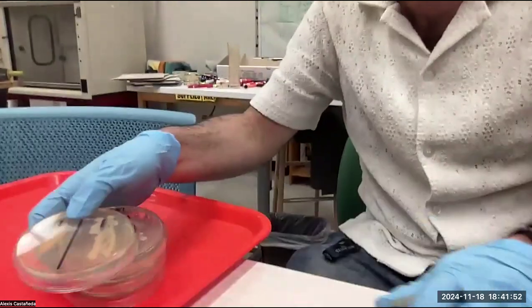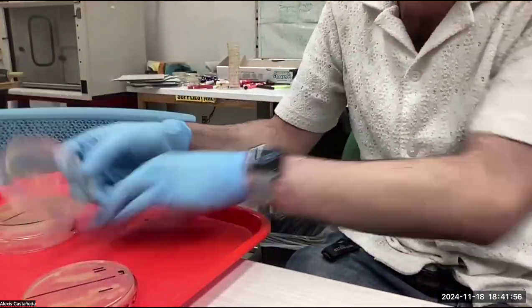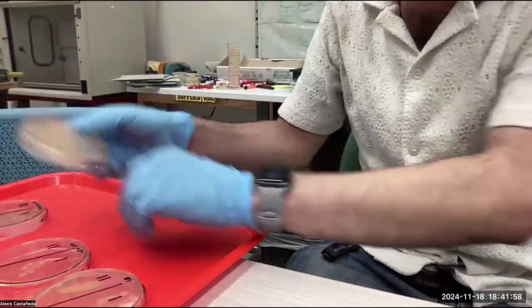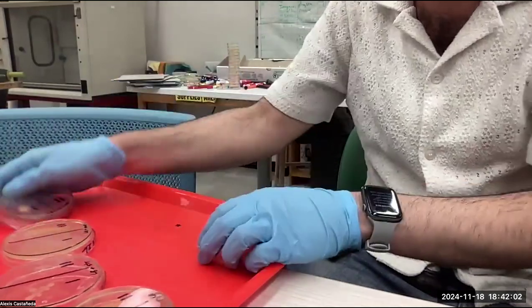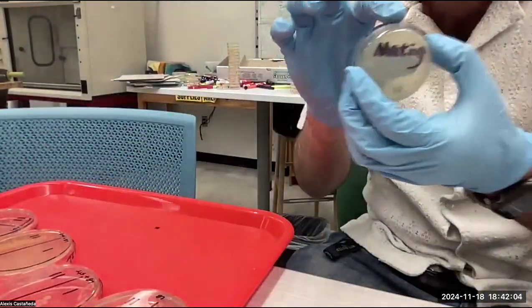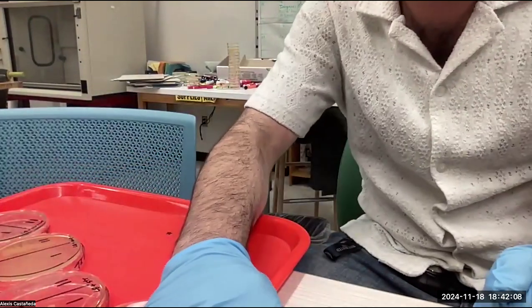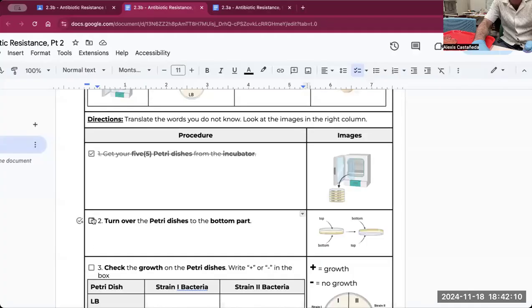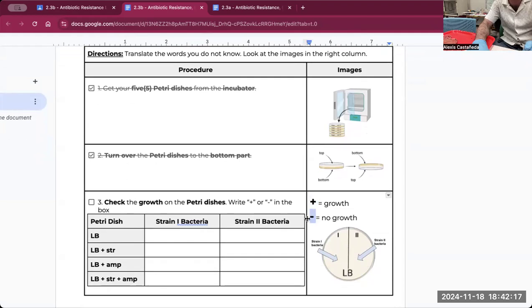So we have our petri dishes. We have LB, we have LB plus STR, we have LB plus AMP, and then we have LB plus STR plus AMP. So we have 4 different plates. And then we have our mating plate, but we're going to keep this on the side for now. So let's look at what we actually have. We're going to check the growth. If we see growth, we're going to put a plus. If we see no growth, we're going to put a minus.